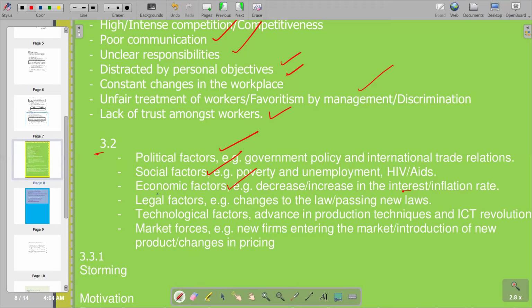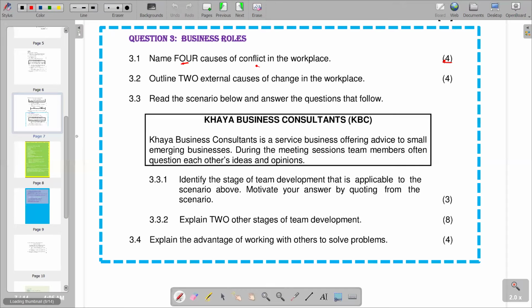And then also inflation rate. Also, this is a macroeconomic problem which eventually affects businesses. Then we also have a legal factor, for example, technological factors. That is advancing production techniques in the ICT revolution is also a cause, or introduction of a new product or changes in pricing can also cause a change. So these are the factors that we have.